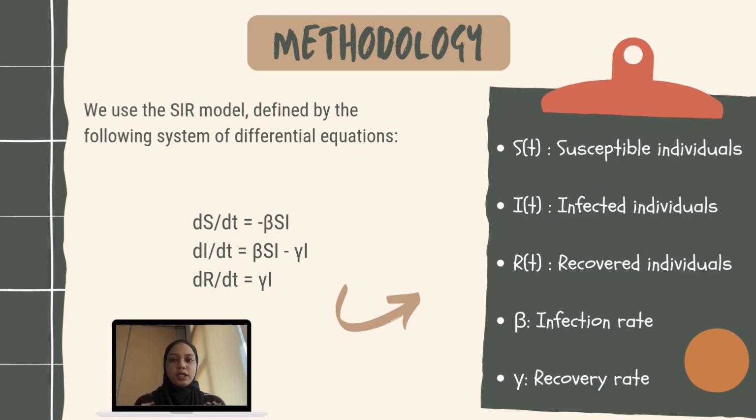The changes in each group over time are modeled using this system of differential equations, like the formula above, where beta is the infection rate and gamma is the recovery rate. This means that susceptible people become infected at a rate proportional to both how many people are susceptible and how many are infected. Infected people recover at a rate determined by gamma.